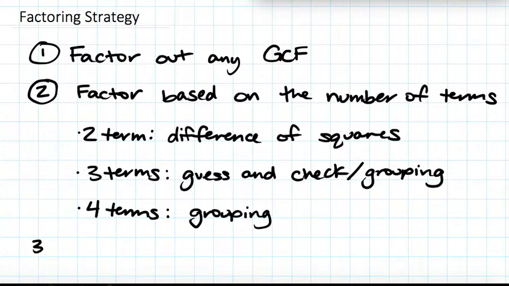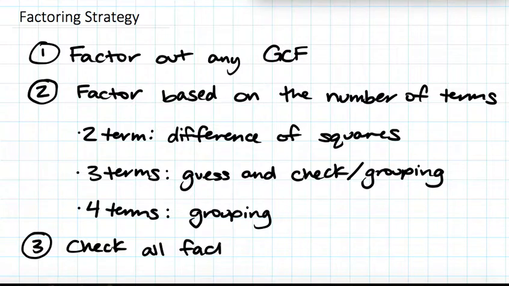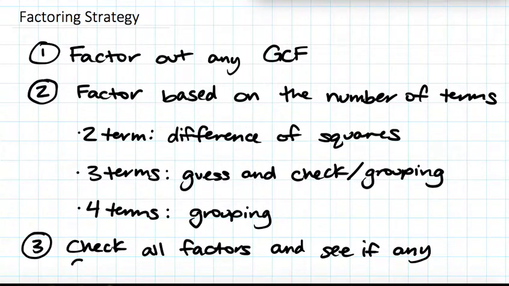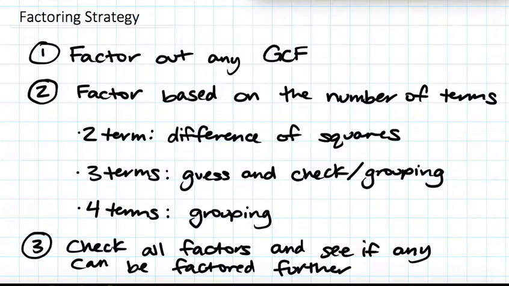And then once you've factored something, what you always want to do is check the factors to see if any of them can be factored further. So even if your factoring is correct, if you don't have everything factored completely, then MyMathLab is going to mark it wrong. So you want to check your factors to make sure that there's no GCF or any other way that they can be factored further.